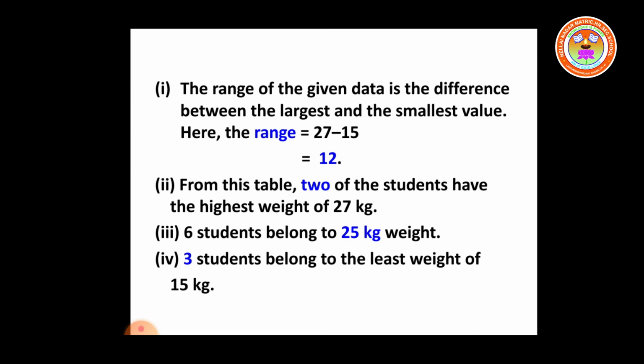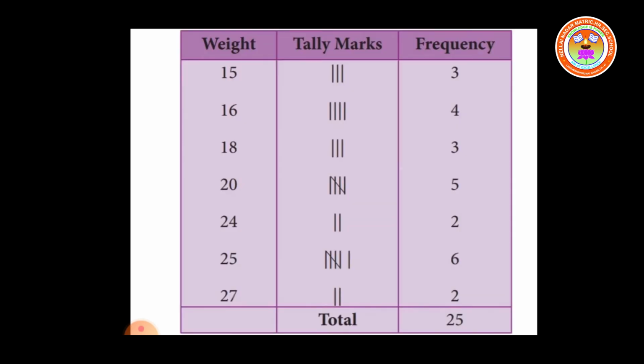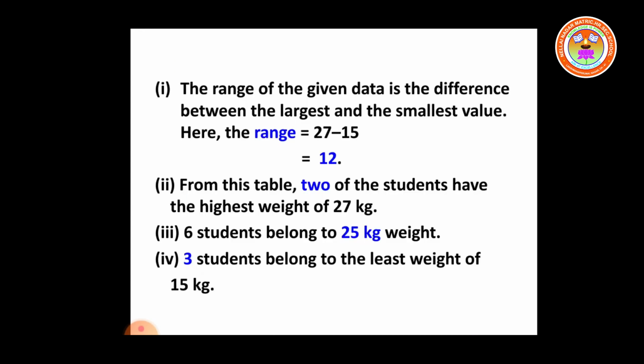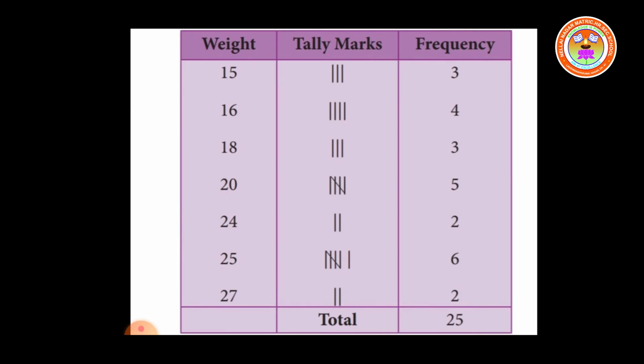First question, find the range of the weights. Range is equal to the difference between the largest value and the smallest value. So 27 minus 15 gives 12. Second question, how many of the students have the highest weight? What is the highest weight? 27. How many students? 2. From this table, 2 of the students have the highest weight of 27 kg. What is the third question? What is the weight to which more number of students belong to? More number of students? 6 corresponds to the weight 25.